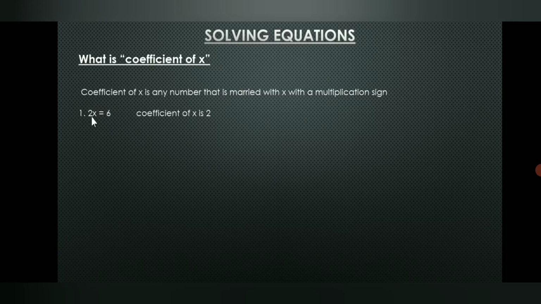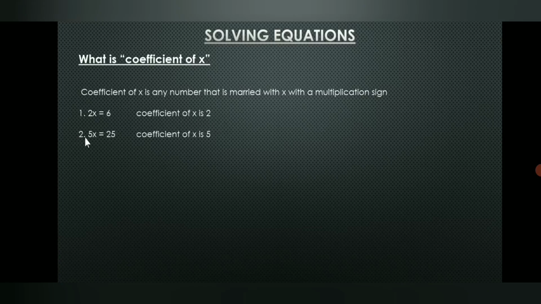In Part 2 of our Mathematics Made Easy, we established that when a number is frozen with another number or alphabet, there is an invisible multiplication sign marrying them together. So in this case, 2 is married to x, so 2 is the coefficient of x, or you can say coefficient of x is 2, okay?